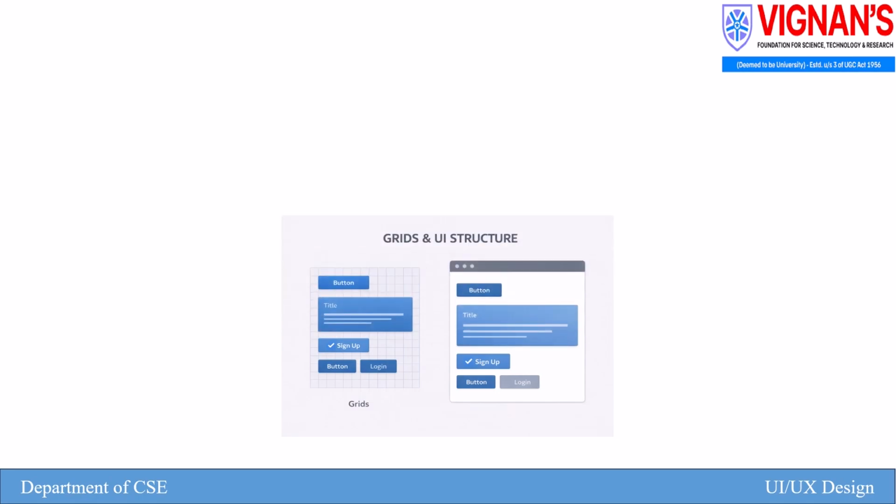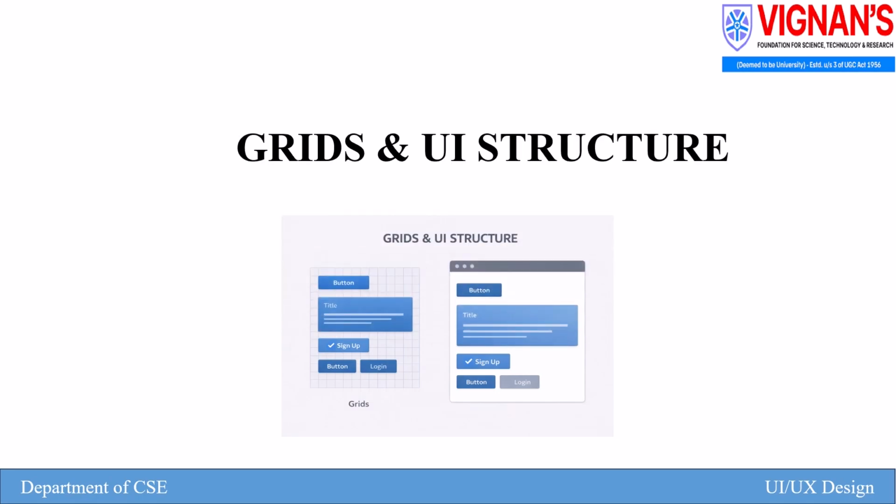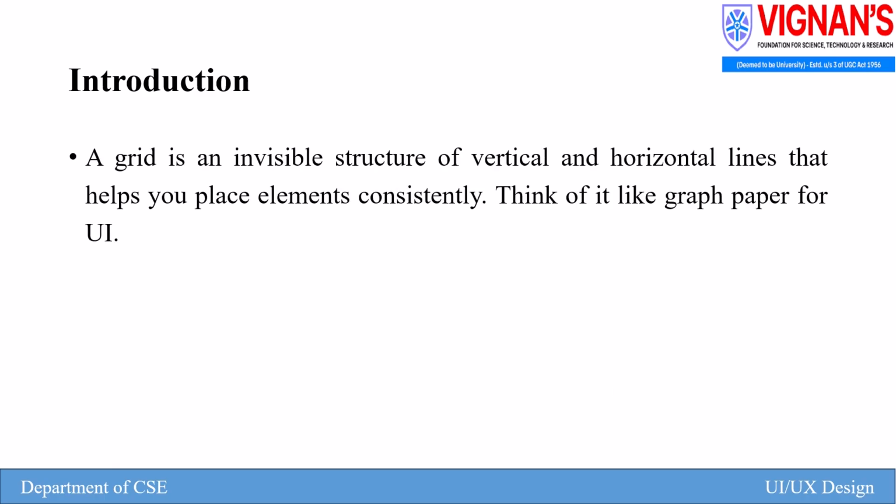Today we are going to discuss grids and UI structure. Introduction. A grid is an invisible structure made of vertical and horizontal lines that helps designers place elements consistently on a screen. You can think of it like graph paper used in UI design.